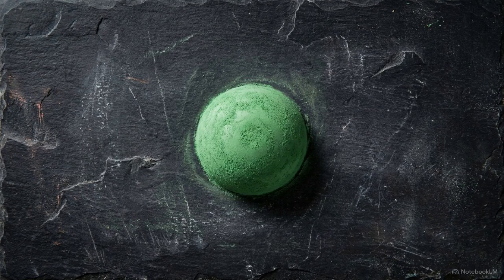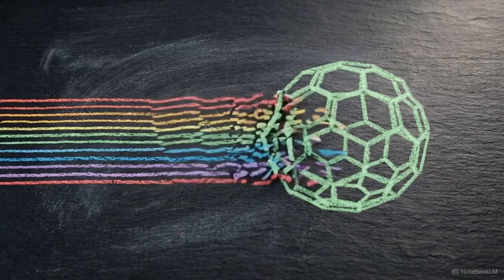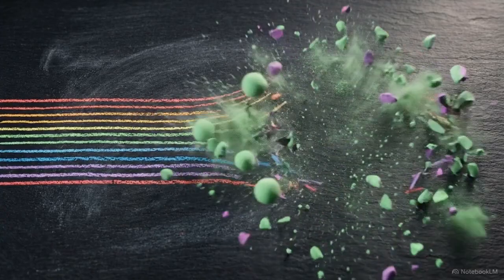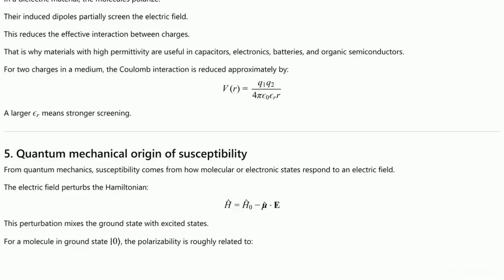Consider a single molecule resting in a vacuum, completely undisturbed in its quantum ground state. When we apply an external electric field across this space, that field acts as a perturbation. It actively pulls at the molecule's resting energy structure. This equation shows the quantum Hamiltonian perturbation. The original energy state is modified by the external electric field and the dipole operator.